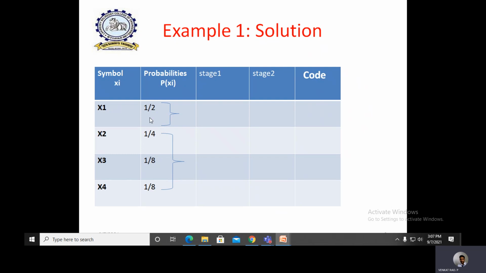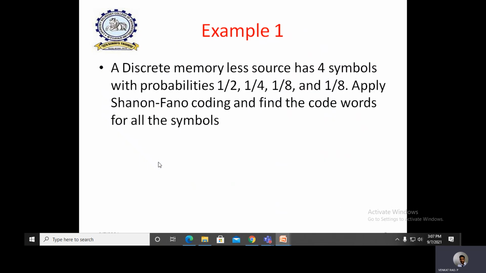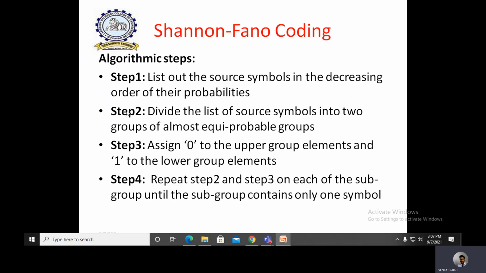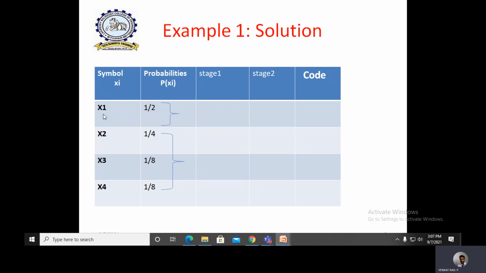So this is the first step, arranging the symbols in the decreasing order of their probabilities. For example, if the symbols are given with some names like A, B, C, D, etc., then you should keep in mind that the symbol which has the highest probability must be represented on the top, and the symbol with the lowest probability must be represented on the bottom. If any probabilities are equal, you can represent either way, because they are the same.